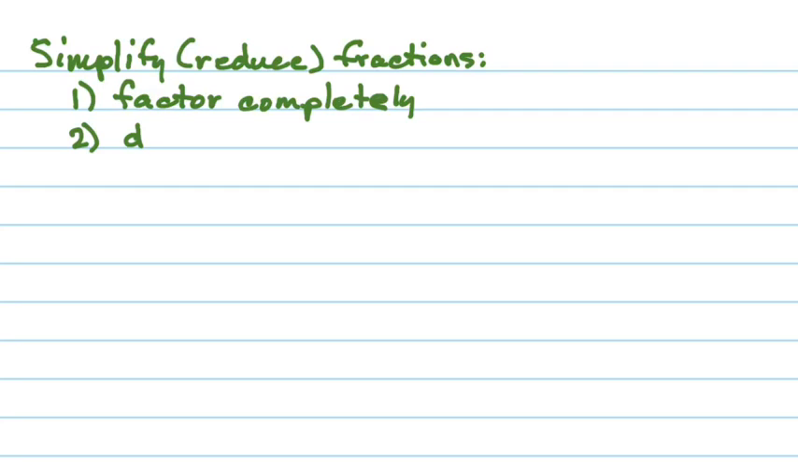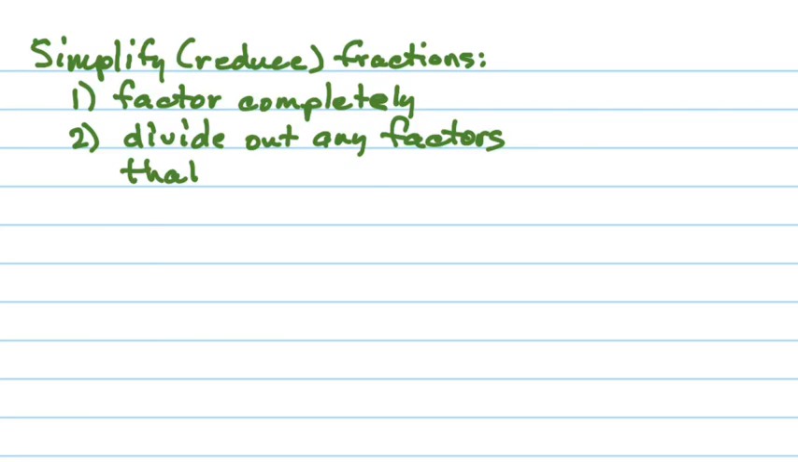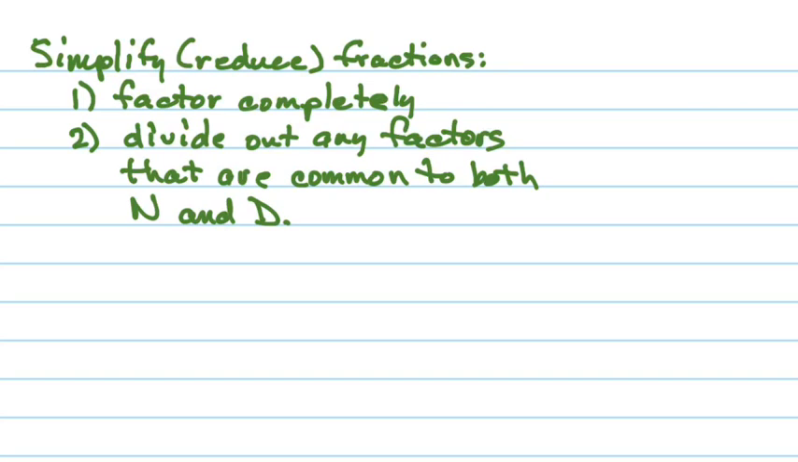Then you're simply going to divide out any factors that are common to both numerator and denominator. Now, you can write out numerator and denominator if you want to. This is the only place I use capital N and D to stand for numerator and denominator. Okay, so let's just look at an example.